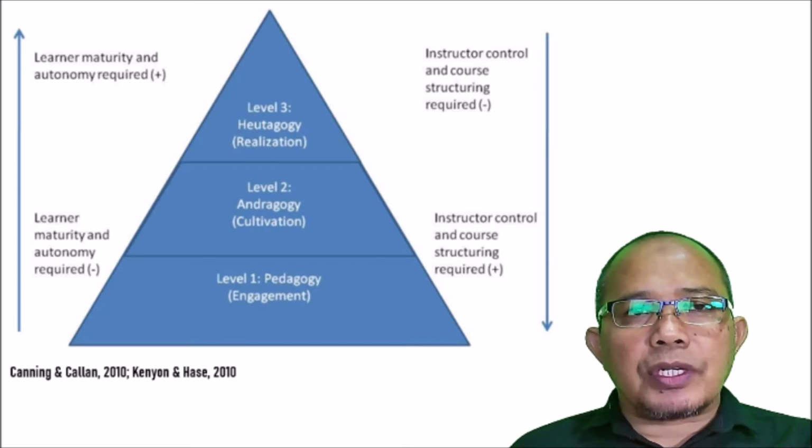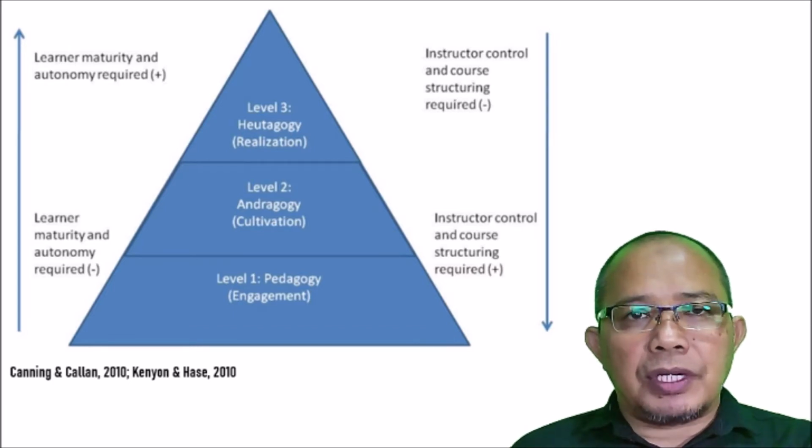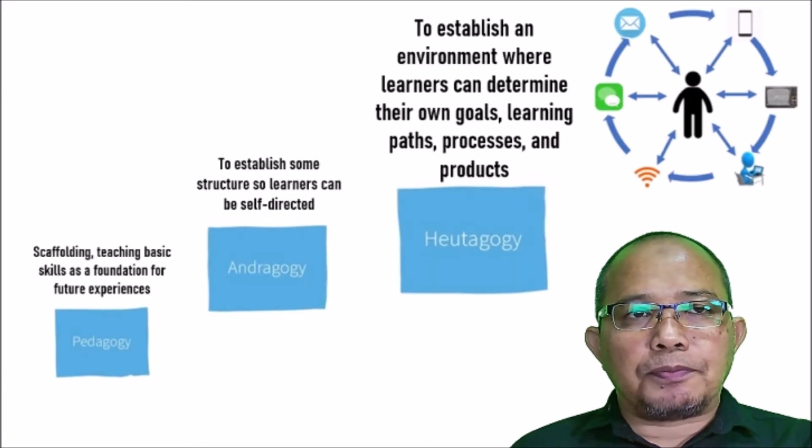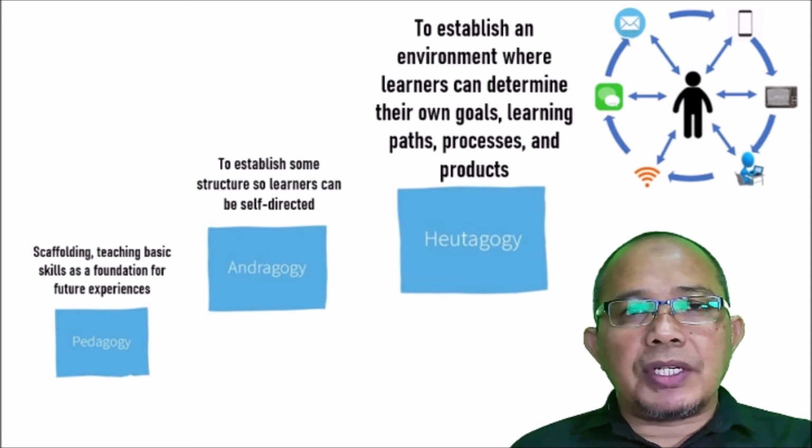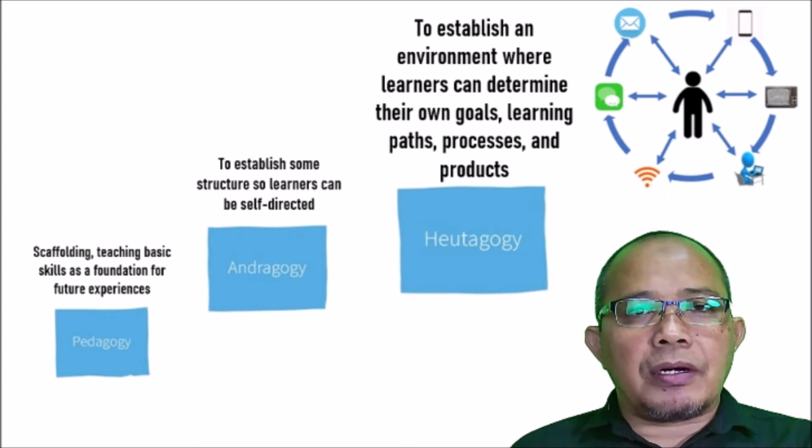Heutagogy requires the most student maturity and the least instructor control. Pedagogy, on the other hand, is on the opposite end of the spectrum. The heutagogical approach can be viewed as a progression from pedagogy to andragogy to heutagogy, with the learners likewise progressing in maturity and autonomy. More mature learners require less instructor control. The overall purpose of pedagogical oriented teaching is scaffolding, or teaching basic skills as a foundation for future experiences. For andragogical oriented teaching, the goal is to establish some structure so learners can be self-directed. But for heutagogical oriented teaching, the purpose is to establish an environment where learners can determine their own goals, learning paths, processes and products. The learner is at the center of the learning process rather than the teacher or the curriculum.